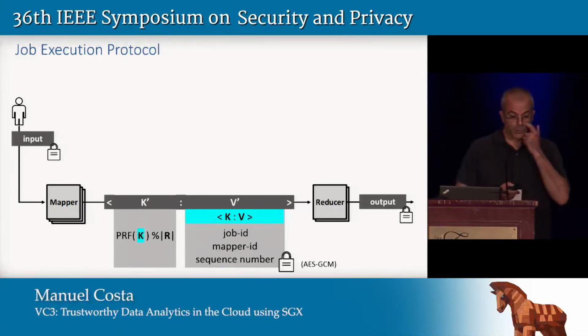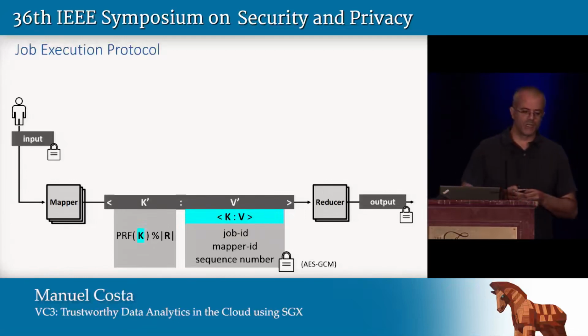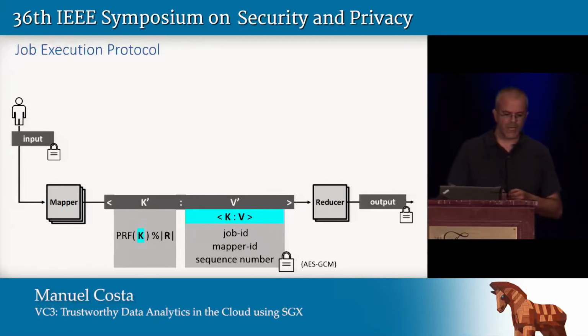So we're going to put the original key value pair encoded inside a new key value pair, and we encrypt that with AES GCM. And for the key, we're going to replace the key with a pseudo-random function over the original key. And in the value, we have some extra information like a job identifier, an identifier for the mapper, a sequence number to allow reducers to detect duplicates. So this still allows the system to do the aggregation on the intermediate keys.